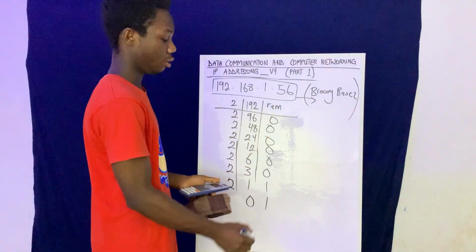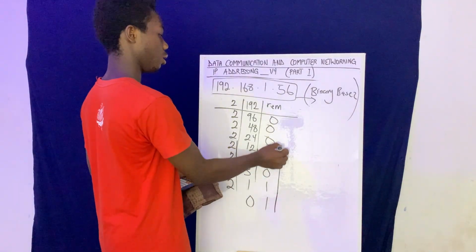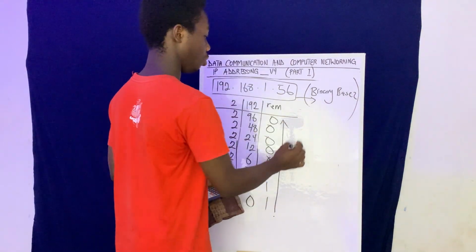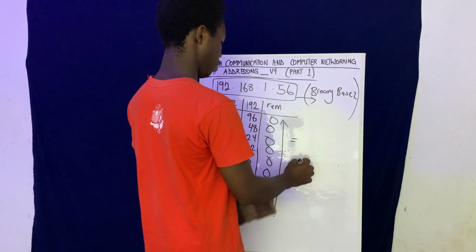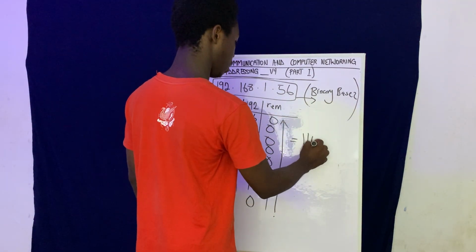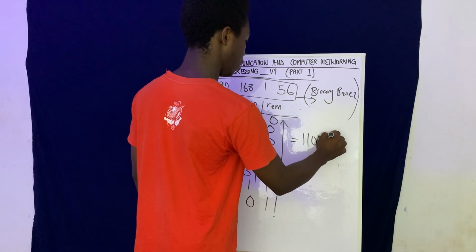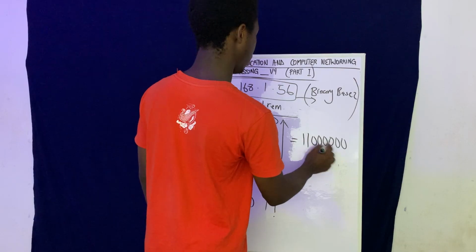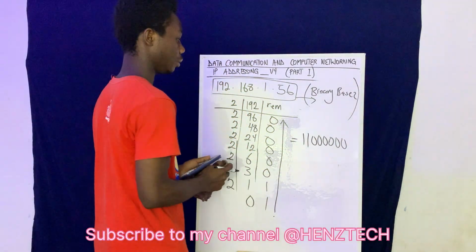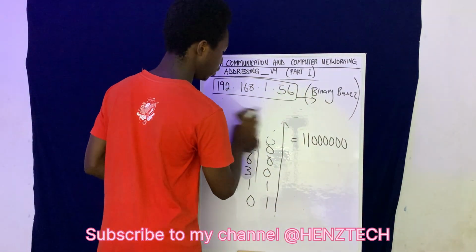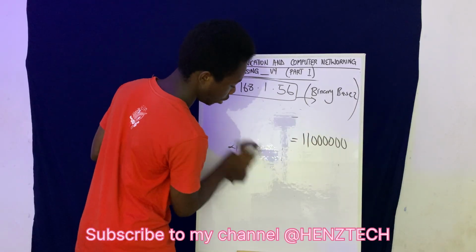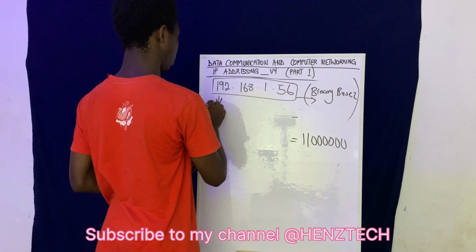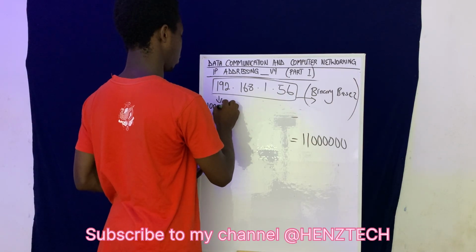So after this, you read or you count from the bottom to the top. So in all, we are going to get 1, 1, 0, 0, 0, 0, 0, 0. This is what you are going to get, so 6 zeros. So this is for the 192. So the 192, we had 1, 1, 0, 0, 0, 0, 0, 0.